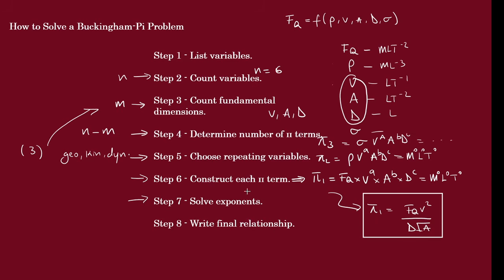So you solve the exponents. For a, b, and c, in this example I use a, b, and c. You can use x, y, z. You could use whatever variables you want, as long as you understand that these are the exponents of your repeating variables. And lastly, you write your final relationship as the pi term that contains your dependent variable. The pi term with your dependent variable is going to equal some function of the pi terms of the independent variables and scaling variable. So that's all there is to solving questions with the Buckingham Pi theorem.